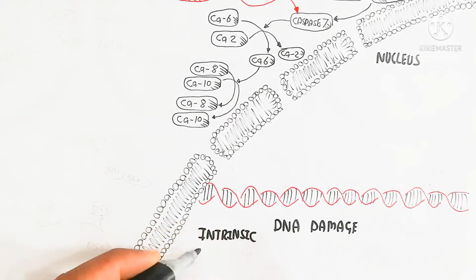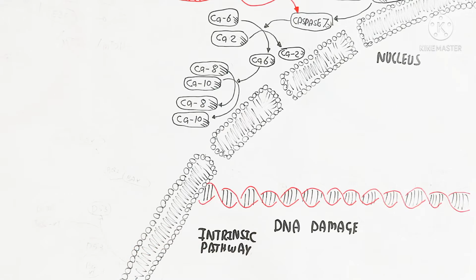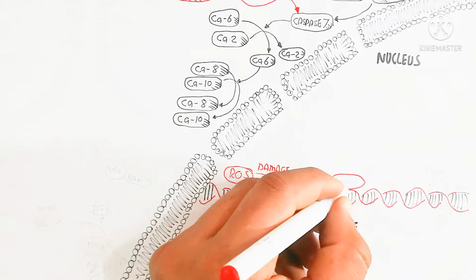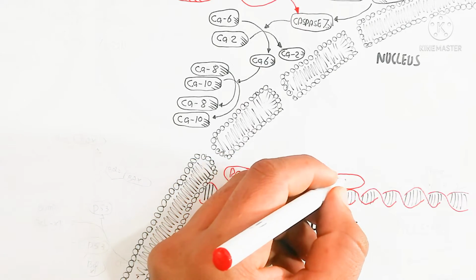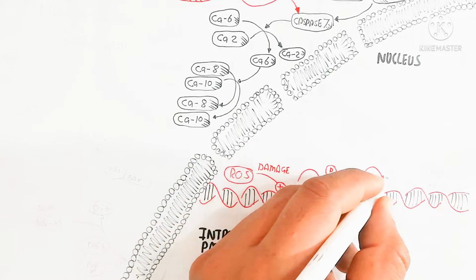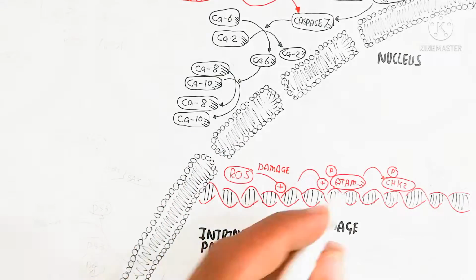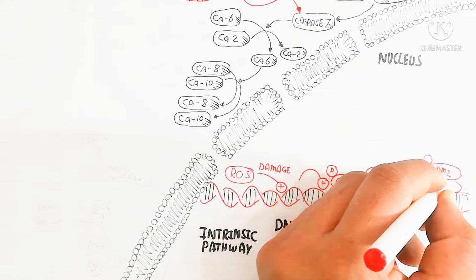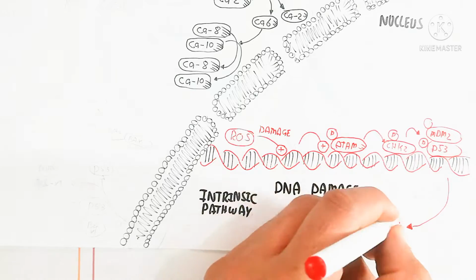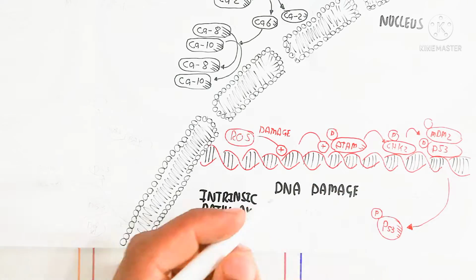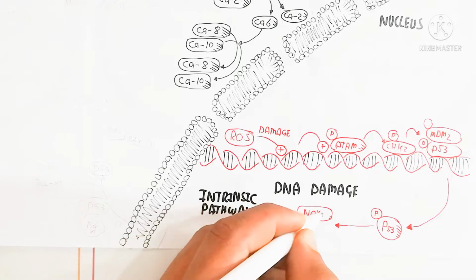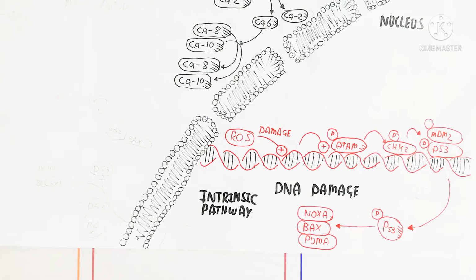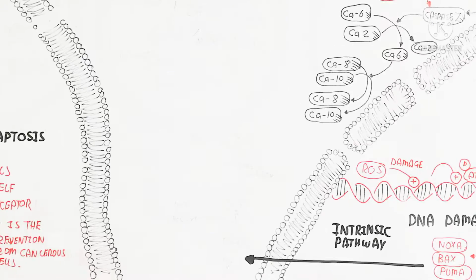Here is the DNA. Let's begin to understand the intrinsic pathway in the nucleus. For example, reactive oxygen species will be produced and damage the DNA. After the DNA damage, activation of ATM phosphorylation and the transcription factor will trigger CHK2, and CHK2 will bind MDM2, and P53 will be triggered to replicate and transcribe. This P53 will be produced, and NOXA, BAX and PUMA will be produced.